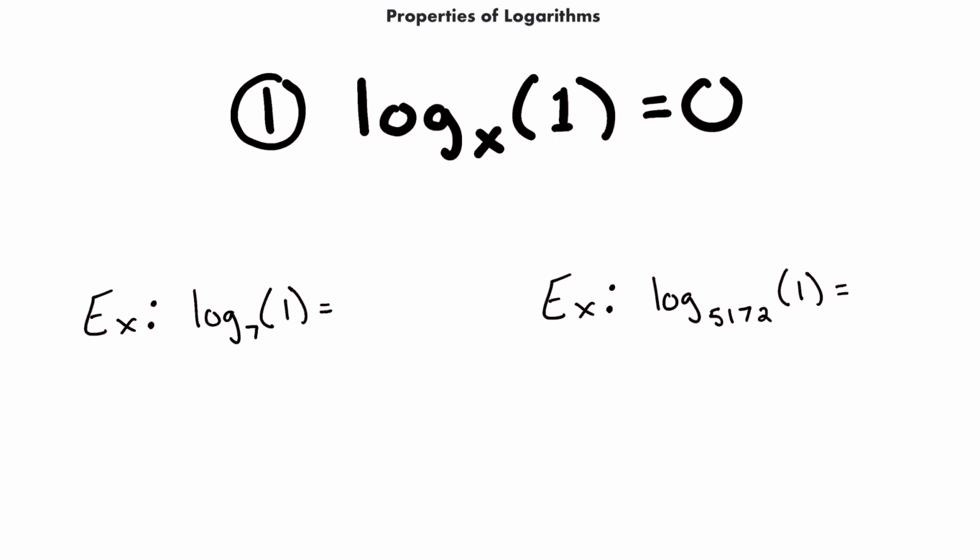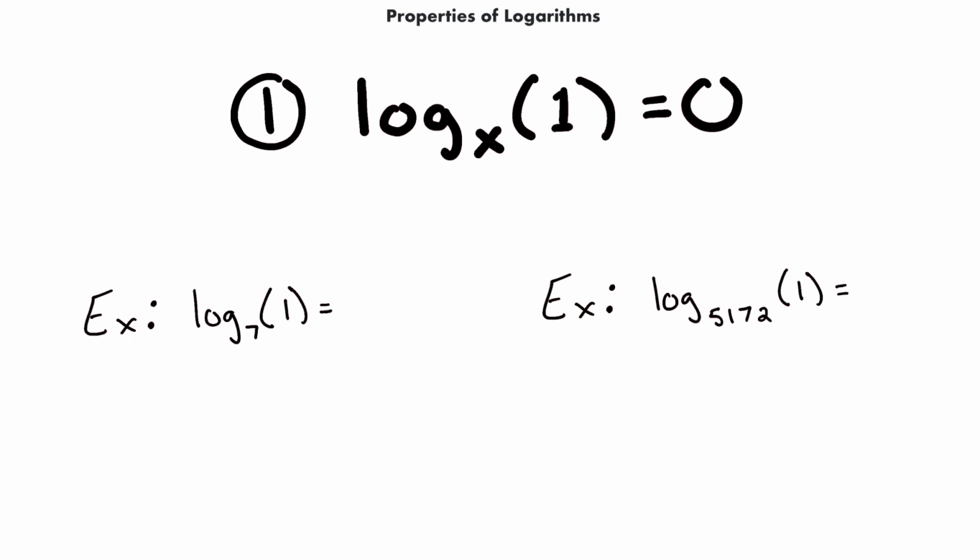Here's the first property. Log base x of 1 is always, always, always equal to 0. x can be any positive number that you wish, but this property always holds to be true.